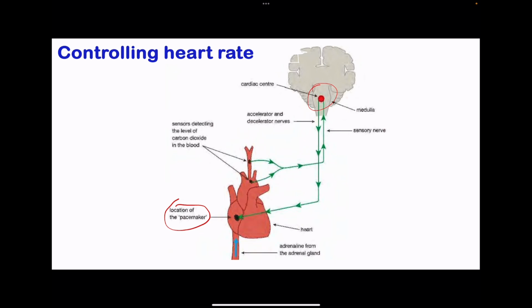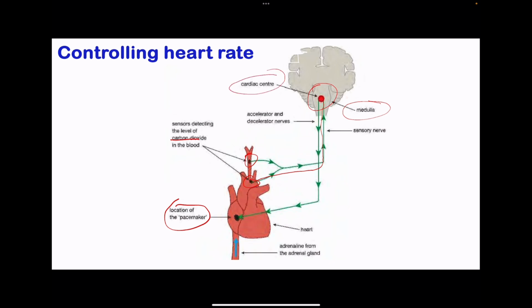Within the heart, there are receptors, like we see this one here and here. They detect changes, maybe carbon dioxide concentration, blood pH, blood pressure, and so on, and they send impulses to the brain in the area called the medulla that contains the cardiac control center.